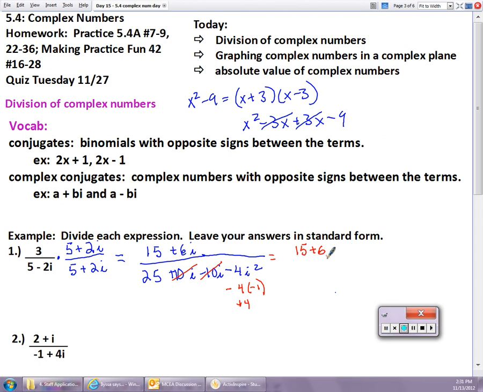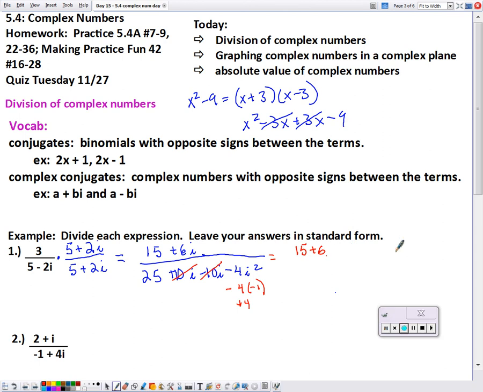We have 15 plus 6i in the numerator. Sorry about that. The PA keeps turning on. And then, let's see, 25 plus 4 is just 29.